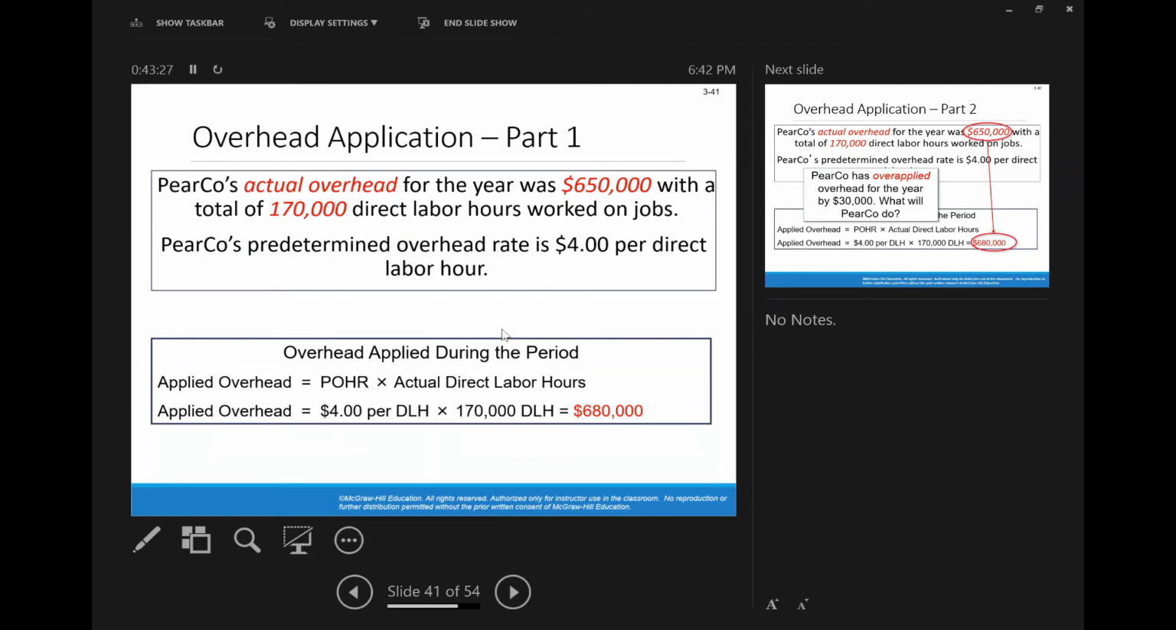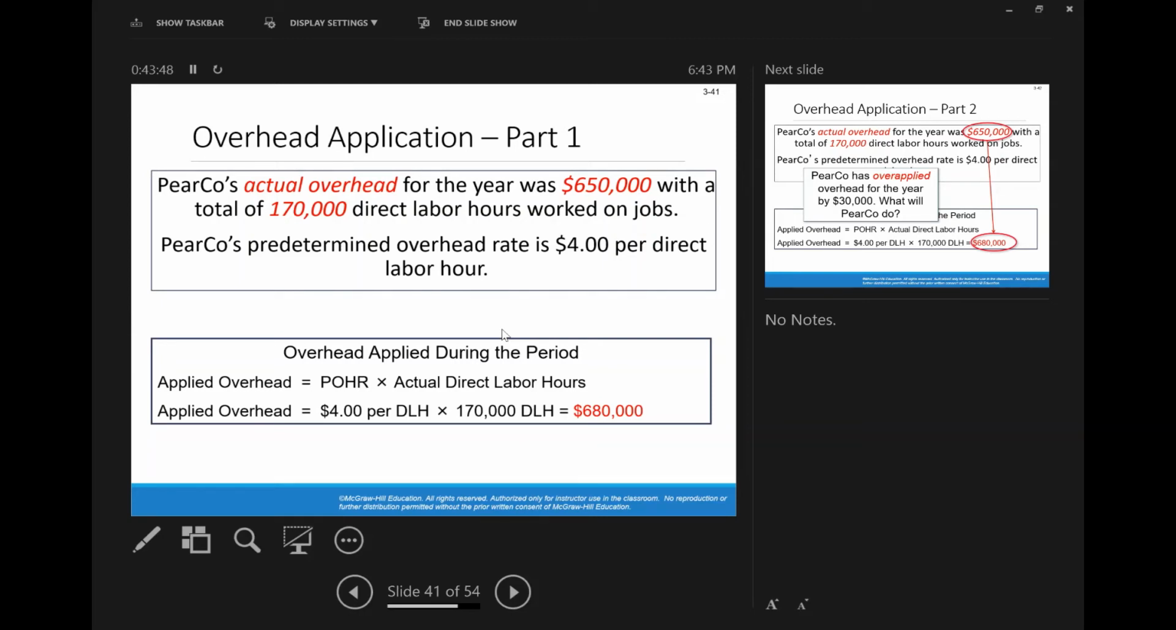So we have to multiply the $4 times the 170,000 to calculate what we estimated, because that's how many hours we worked, and that's how we're going to use it as we go through the period. We're looking at those hours to calculate based on $4. So 4 times 170,000 is $680,000. So the actual is less.